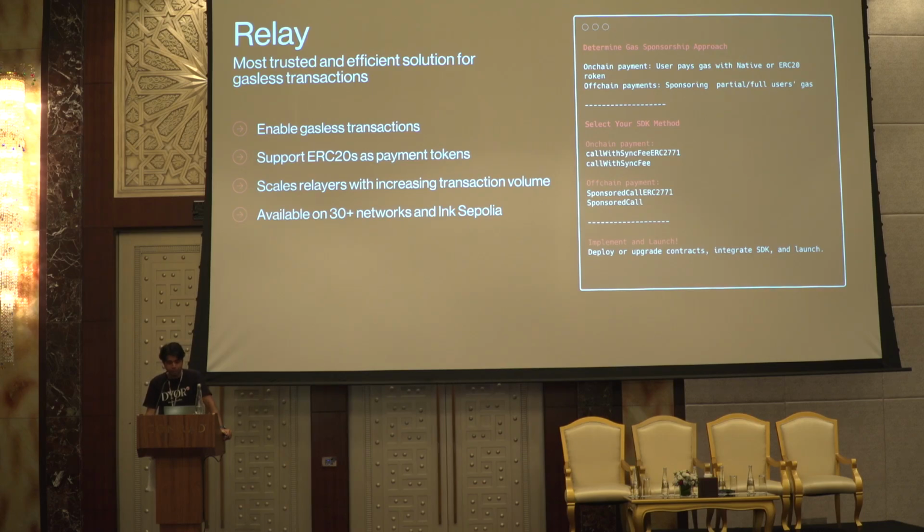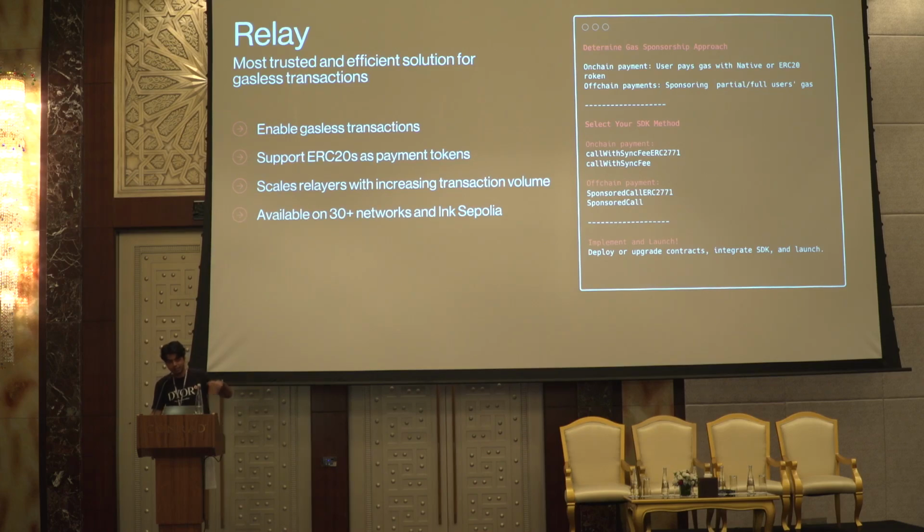And what you essentially do, in order to implement this gasless relay, is that as a developer, you first have to identify the gas sponsorship approach that you would like to take, right? This could be either an on-chain payment or an off-chain payment. For on-chain payment, the users can pay gas with native or ERC20 tokens, right? And for off-chain payments, this can be sponsored partially or fully with the gas tank, which we have on Polygon, called 1Balance.